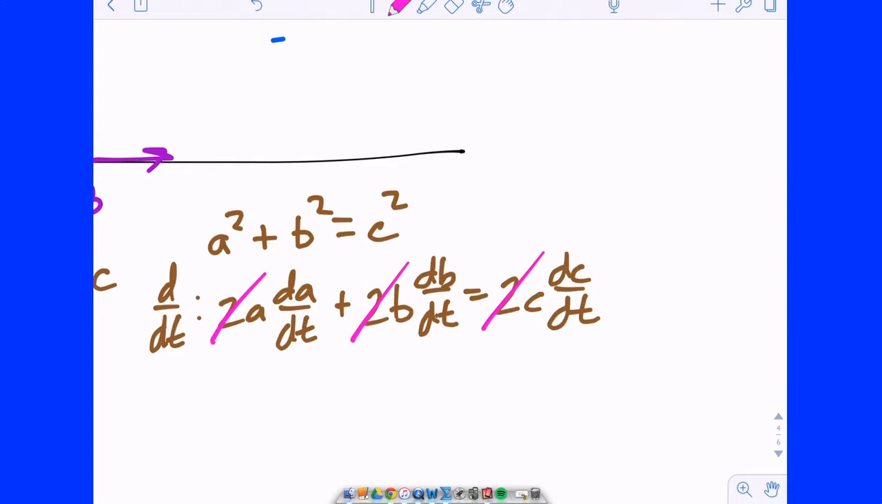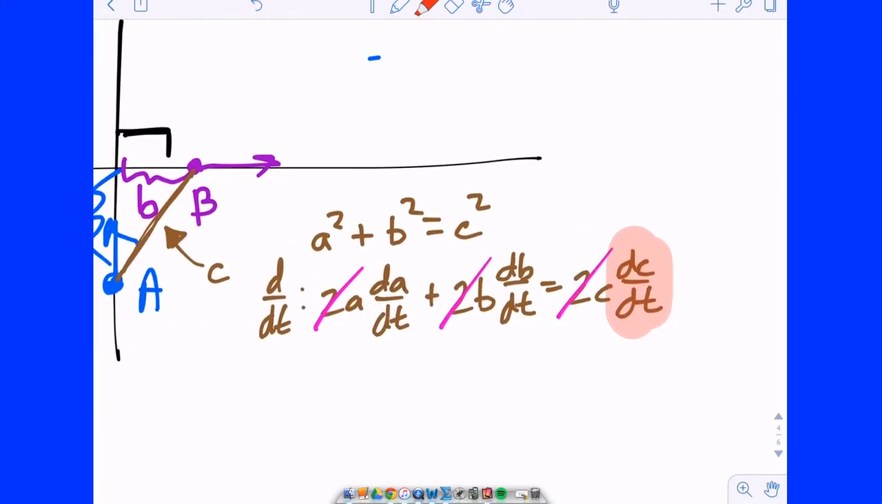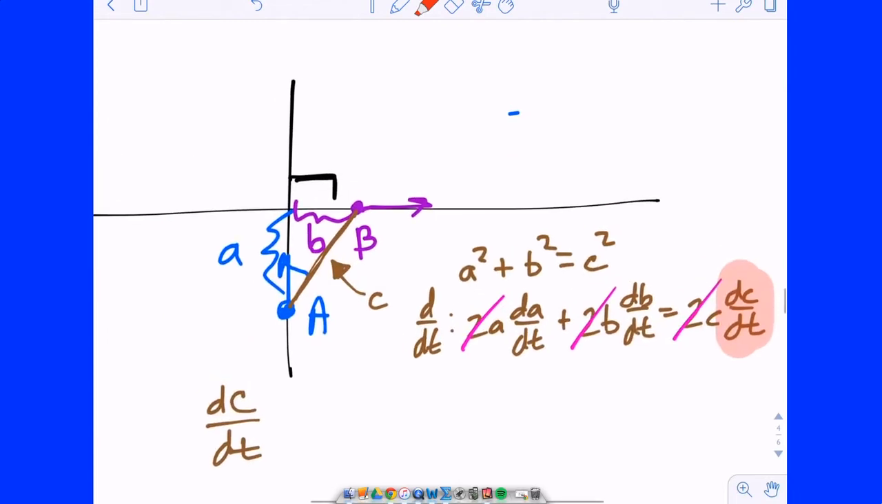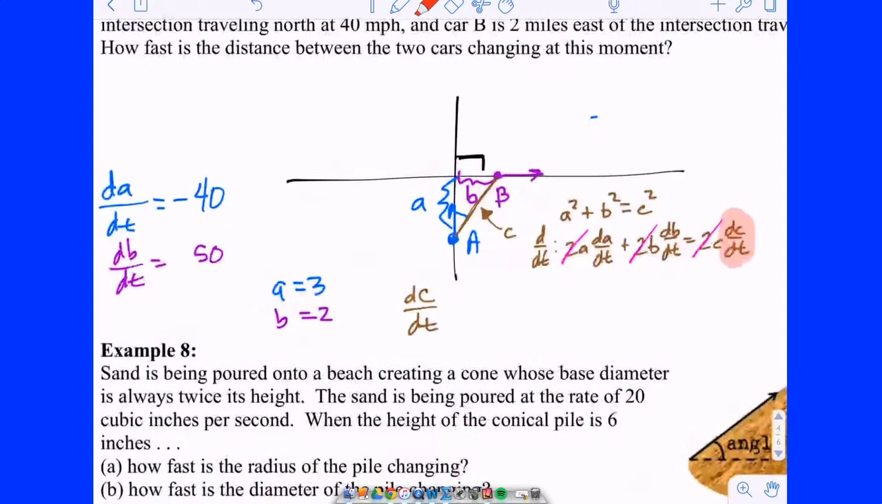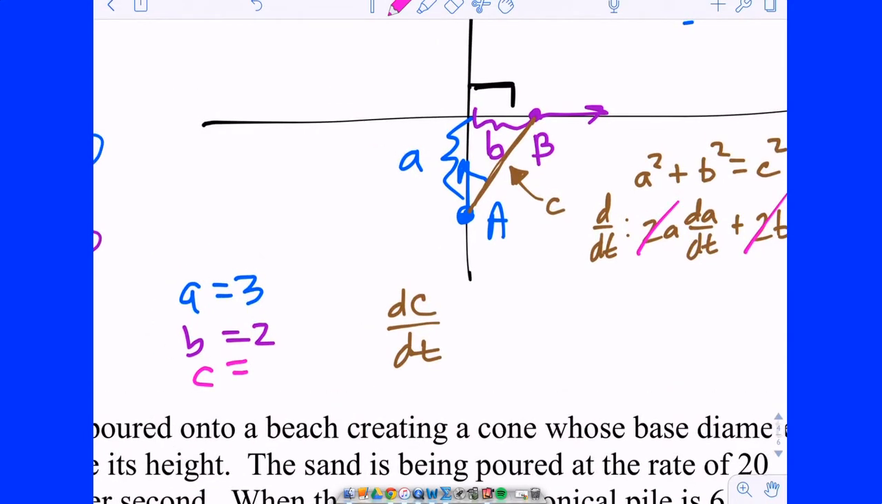But you do have 6 unknowns there. And if we're trying to find dC/dt, that's the only one that we're allowed not to know. So we need to know the other 5. So at the moment, I think we do know A and dA/dt, and we know B and dB/dt. We're just missing which one? We're trying to find dC/dt, good. So we are missing C. So let's go ahead and find it by the Pythagorean theorem.